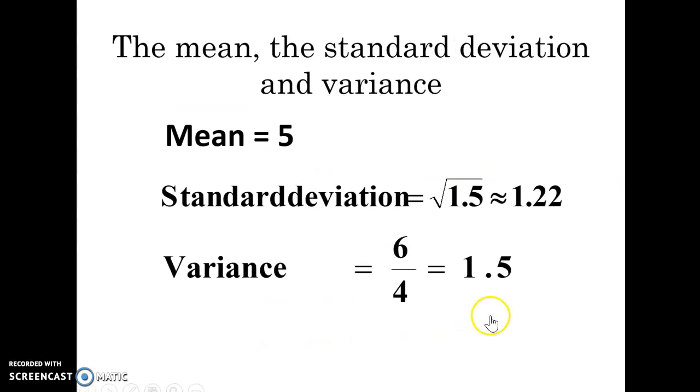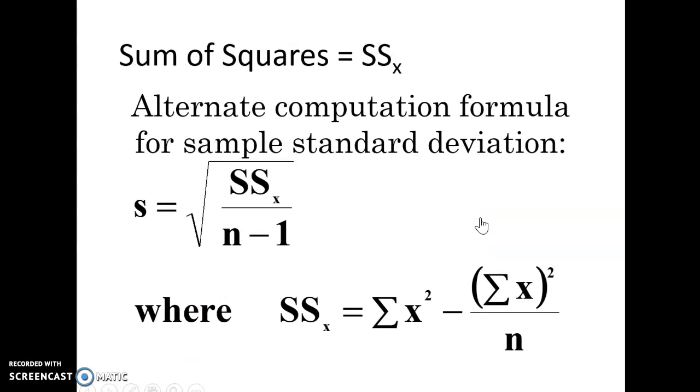Okay, so we already knew the mean was 5. Let's finish finding the variance. So we found our sum to be 6. And then we had, what, 5 data points? Minus 1 is 4. So our variance is 1.5. And then from there, you find the standard deviation by taking the square root of that, and you get 1.22. So that is how you calculate standard deviation and variance by hand.